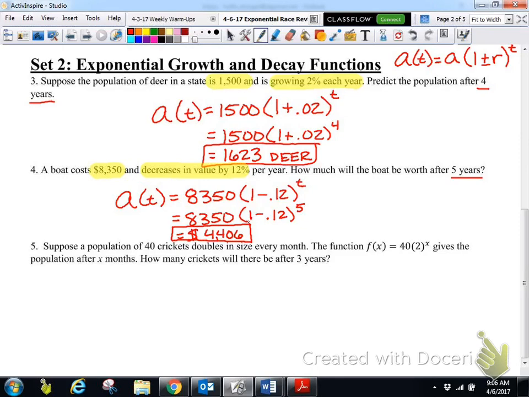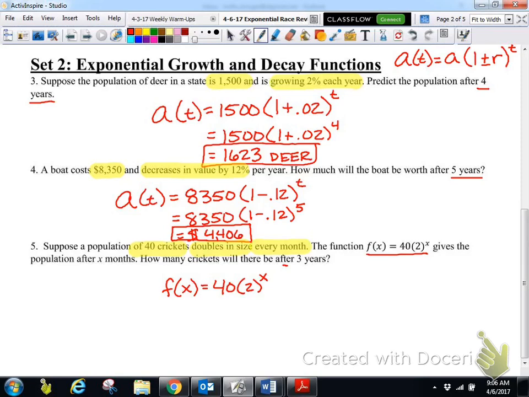And last but not least, we have our population of 40 crickets that doubles in size every month. Now that's important, every month part, and you'll see why here in a second. So it gives us the function we're going to use. F of x equals 40 times 2 raised to the x.